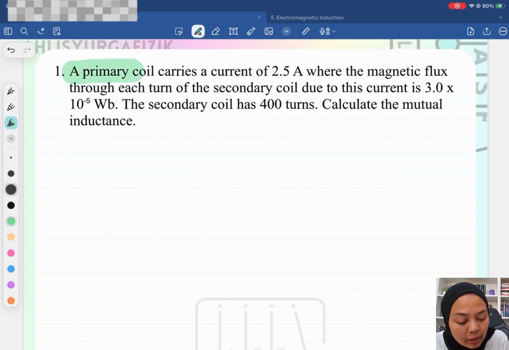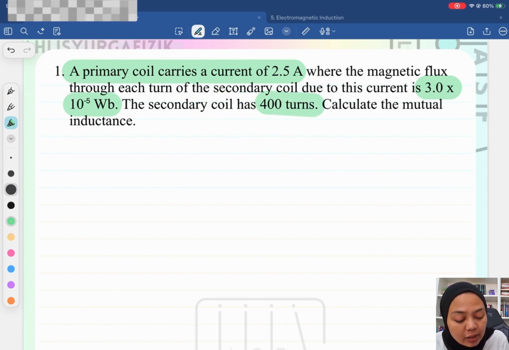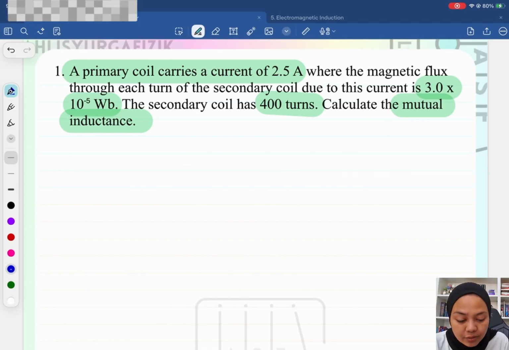A primary coil carries a current of 2.5 ampere where the magnetic flux through each turn of the secondary coil due to this current is 3 times 10 to the power of negative 5 Weber. The secondary coil has 400 turns. Now we have to calculate the mutual inductance. If you don't know what to do, it is best if you do the listing first.